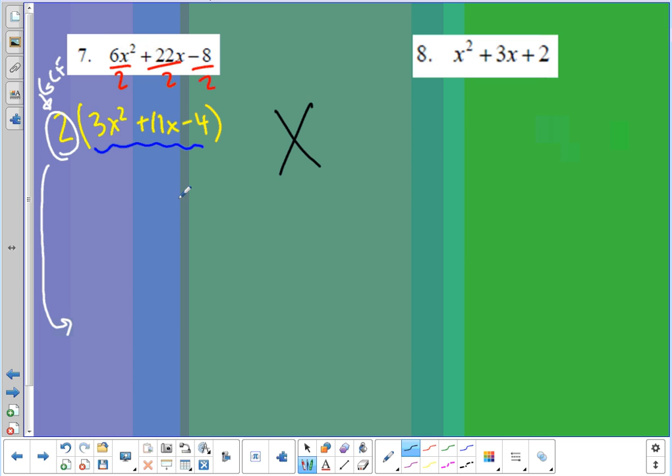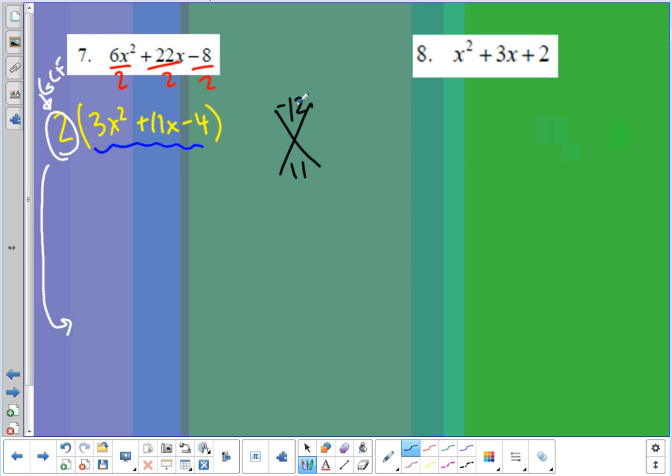I'm going to set up my factor x. I have 3 and negative 4, which is negative 12. Middle term is 11, that goes on the bottom. Hopefully you're starting to see some of these things without having to make the list. If you still want to make the list of things that multiply to negative 12, that's fine, but just know you don't have to.